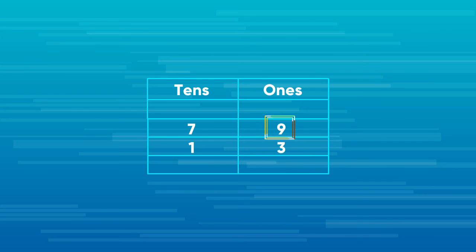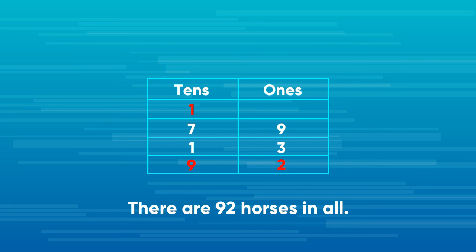Adding the ones column, 9 ones plus 3 ones is equal to 12 ones, which can be broken into 1 ten and 2 ones. We can carry this 1 ten to the tens place and add further. Adding the tens column, 7 tens plus 1 ten plus 1 is equal to 9 tens. So, the sum is equal to 92. There are 92 horses in all.